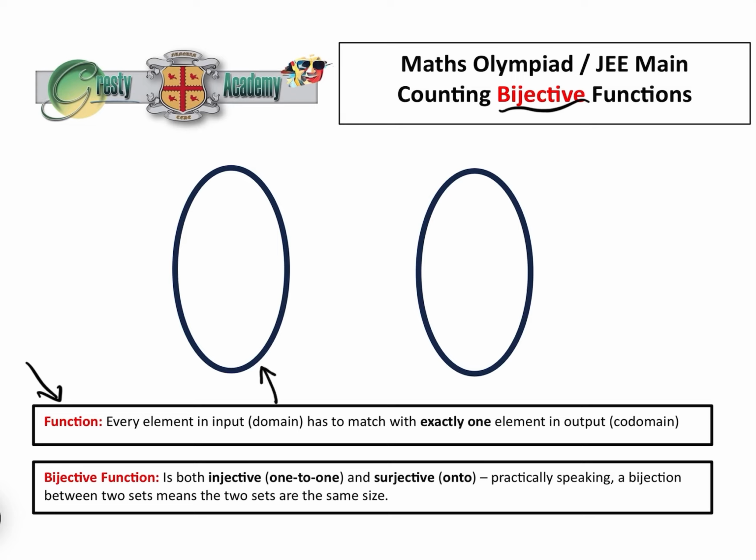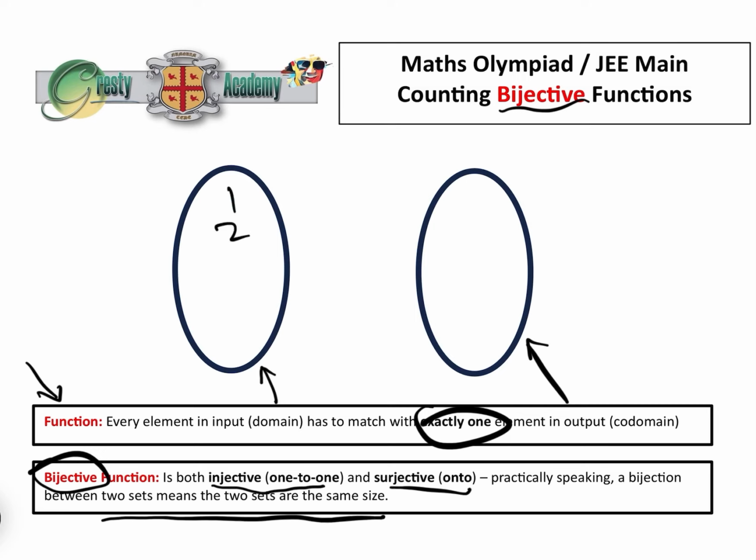A function: every element in the input domain has to match with exactly one element in the output codomain. A bijective function is both injective, as we've discussed in the previous video, and surjective, which practically speaking means the 2 sets are the same size. If it's bijective, let's say, for example, we had 1, 2, 3, 4 and 5 in here, and 1, 2, 3, 4 and 5 in here, or whatever.